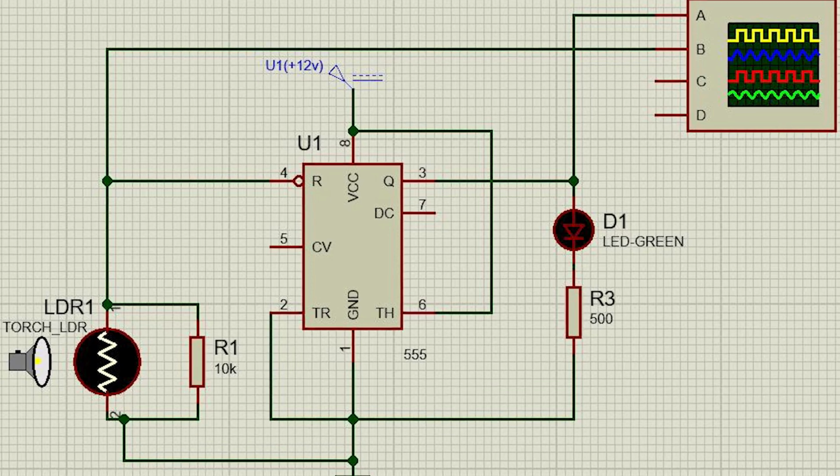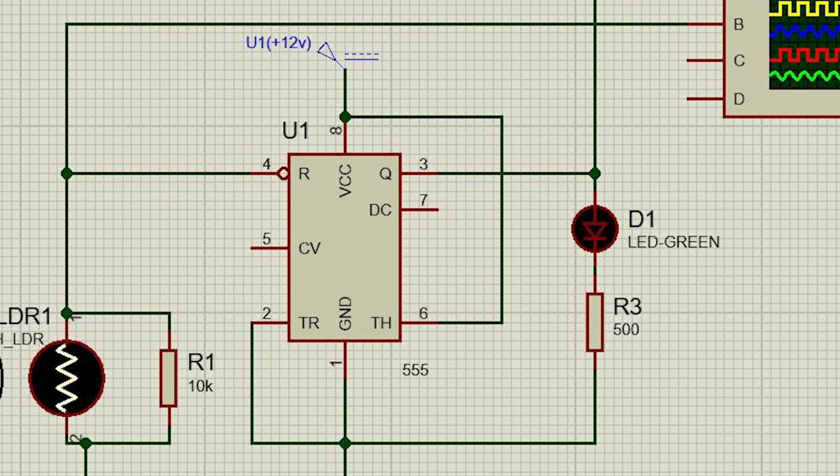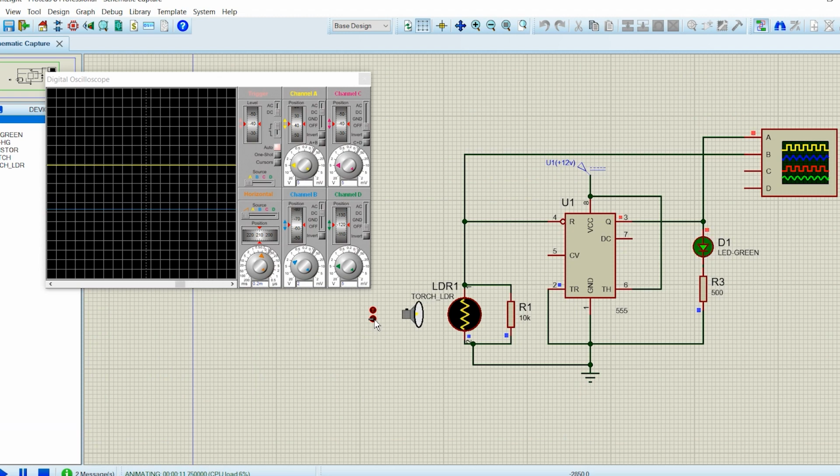The LDR is connected to pin 4, also known as the reset pin of the IC555. When the light level decreases, the resistance of the LDR increases, causing the voltage at pin 4 to rise to approximately more than 0.7 volts. As a result, output pin 3 will be in a high state.